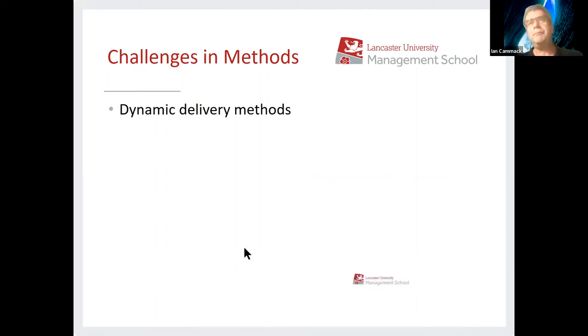Another challenge I've got is this idea of a challenge in methods, trying to bring systems thinking alive. And I found this quite tough in the last year, because so much of the teaching has been online this last year. There's been so little engagement at a face-to-face level.